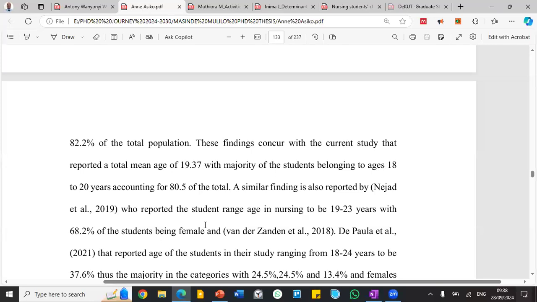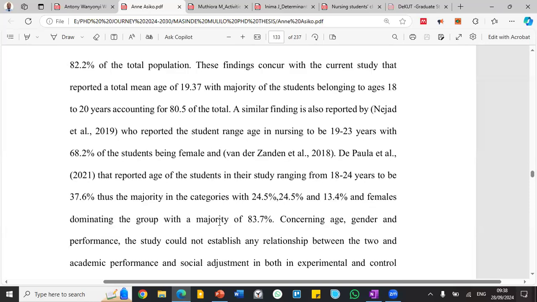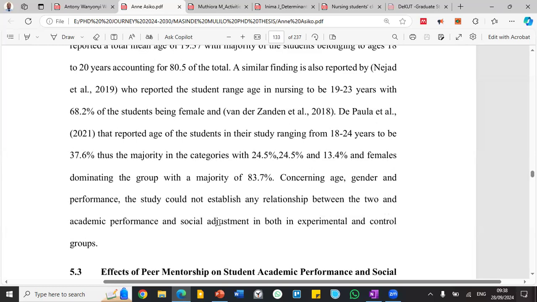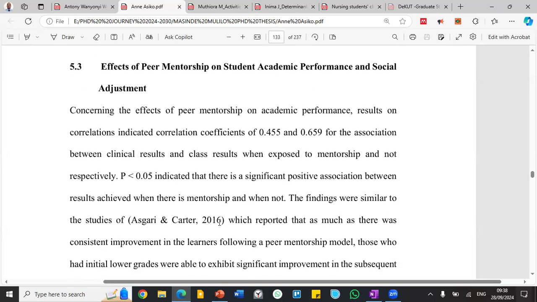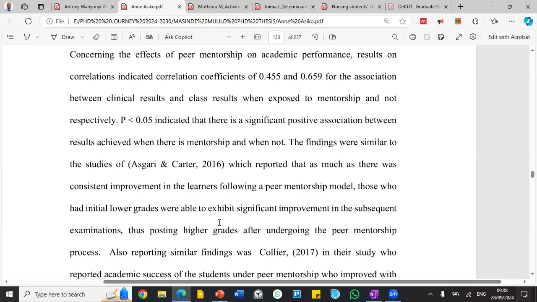Okay, most of these results here were in line. But in case you find any that is contradicting, you just introduce the way we have just agreed, using terms such as however, this study contradicts or does not go in line with what you have found in your work.